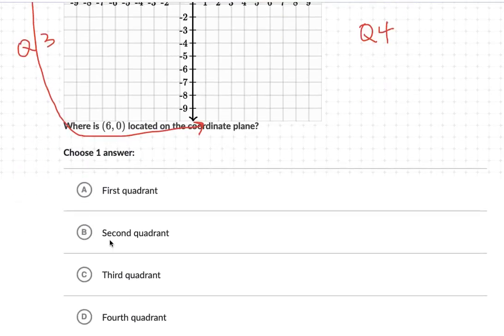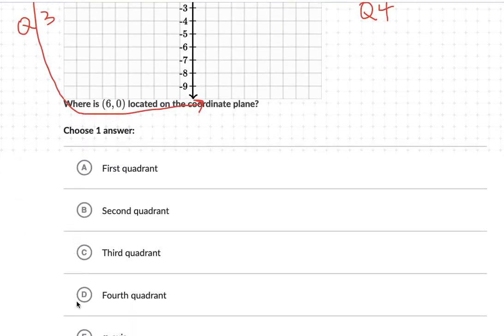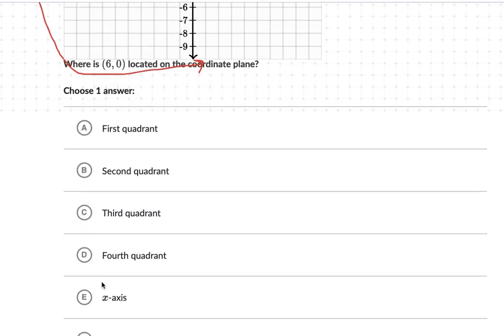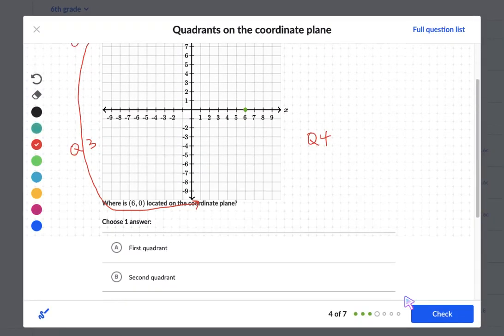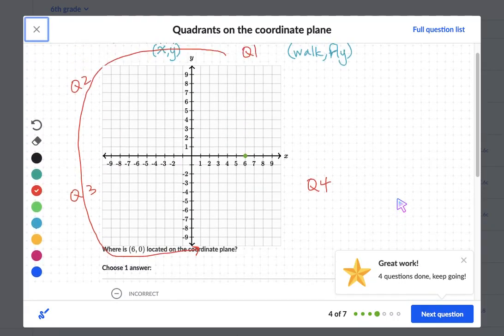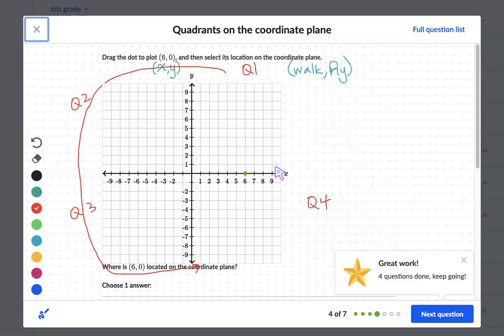So I can eliminate A, B, C, and D as answers because this point is not actually inside any of those 4 quadrants. It's actually on an axis. It is on the x-axis. So I can choose E for the x-axis for this problem. And that is correct. It's on the x-axis. So when it's right on the actual axis, that means it's just on that line.